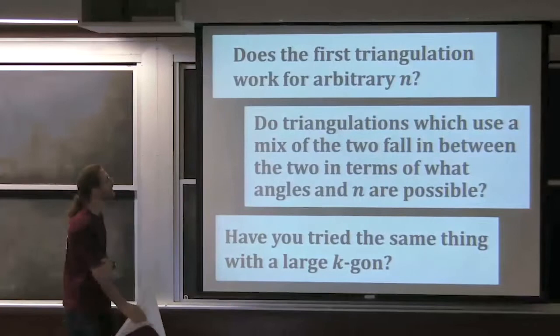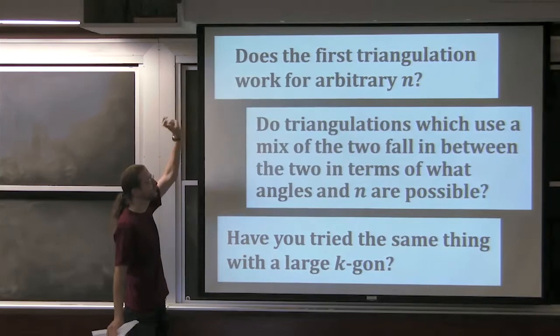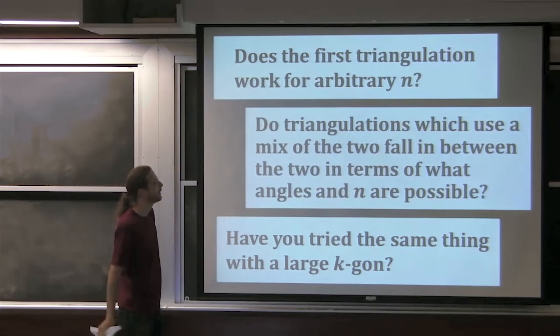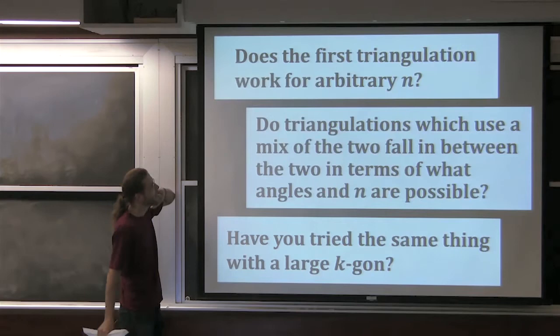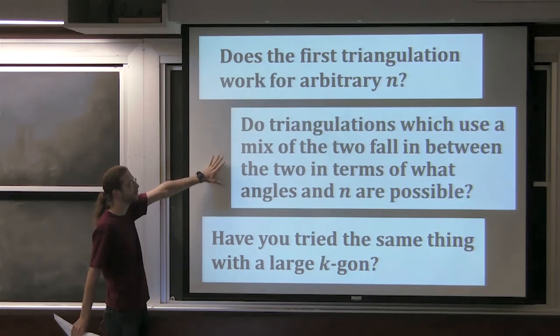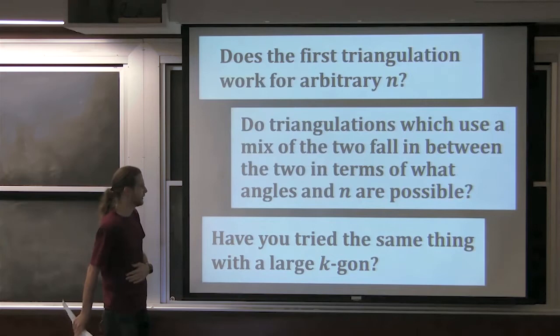We don't know whether the good triangulation, the alternating one, works for arbitrary n. We only know up to n equals 100, and for the various fixed angles that we checked. We don't have a proof technique to do arbitrary n. You could try to do some amount of alternation, somewhere in between the two extremes, and probably you get something in between goodness, but I don't know. Could certainly play with that.